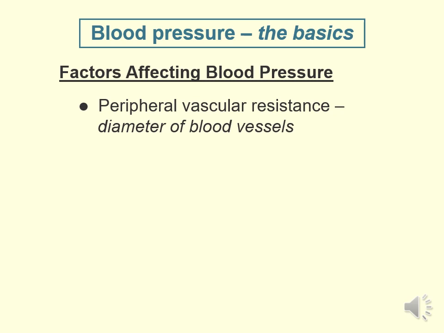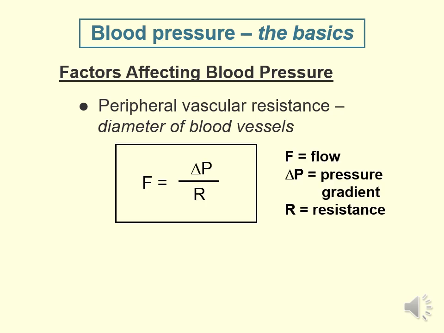The factor that we are going to be most interested in today, in relation to the things that affect our blood pressure, is peripheral vascular resistance. And again, that's just a fancy term for the diameter or radius of the blood vessels, something we've been speaking about previously. If you think back to the equation I showed you a few slides back, flow is directly proportional to the pressure gradient and inversely proportional to the resistance. And remember, the resistance is related to 1 over the radius to the power of 4.